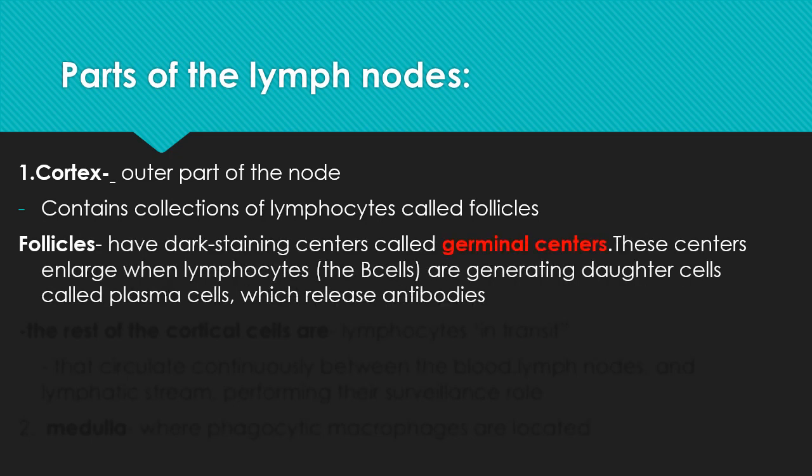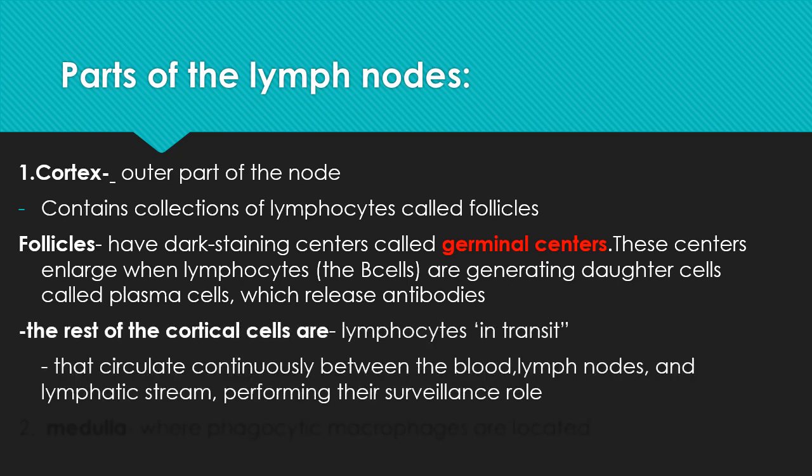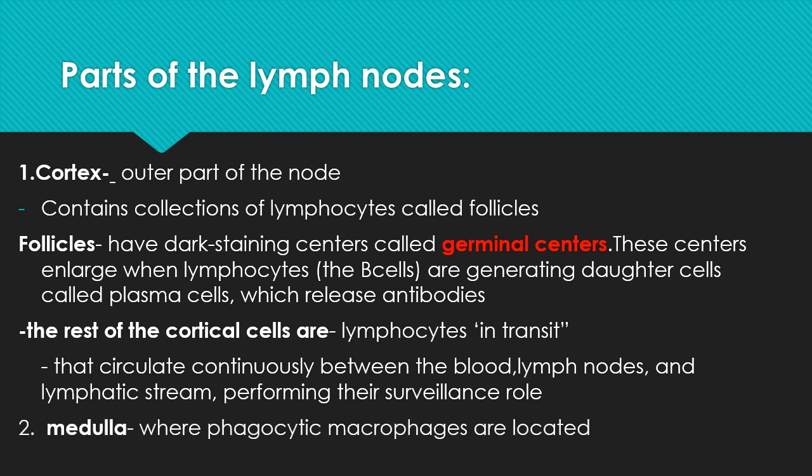The parts of the lymph node: we have the cortex. The outer part of the node contains collections of lymphocytes called follicles. The follicles have dark-staining centers called germinal centers. These centers enlarge when lymphocytes are generating daughter cells called plasma cells, which release antibodies. The rest of the cortical cells are lymphocytes in transit that circulate continuously between the blood, lymph nodes, and lymphatic stream, performing their surveillance role. Then the other part of the lymph node is the medulla, where phagocytic macrophages are located.